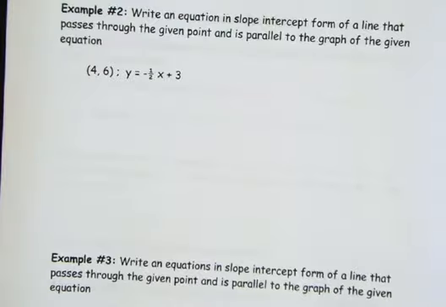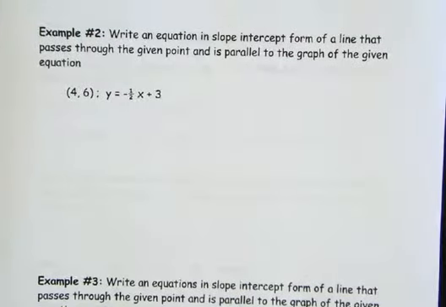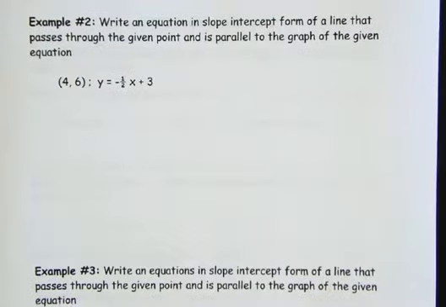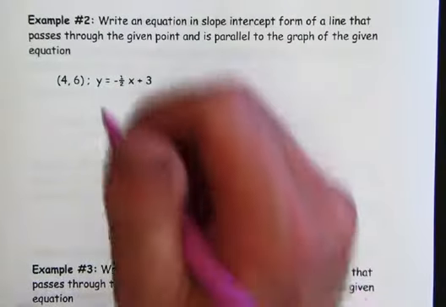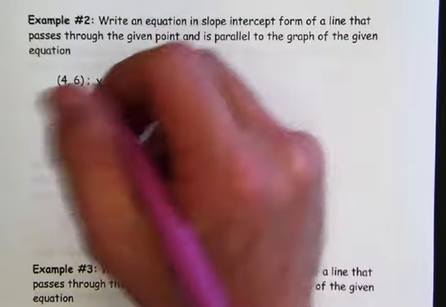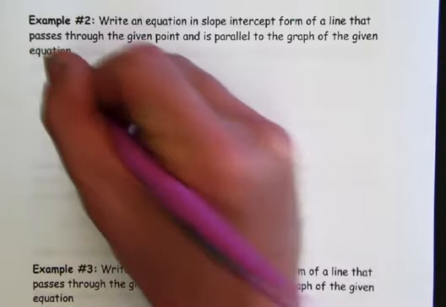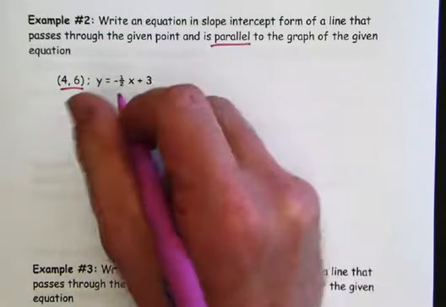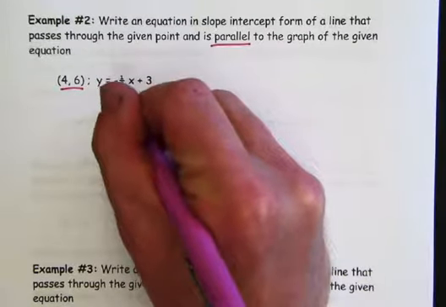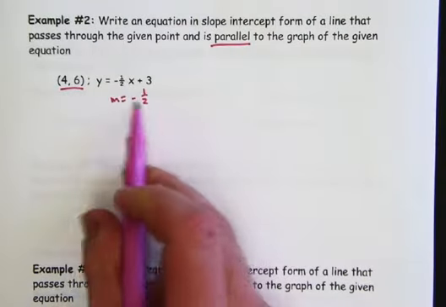So here, sorry about that, it says write an equation in slope-intercept form, we're still at y equals mx plus b, of a line that passes through the given point and is parallel to the graph of the given equation. Okay? Let's go through these steps. First of all, we know that (4, 6) is going to be on the line, and we know it's going to be parallel, so that means our slope has to be the same.